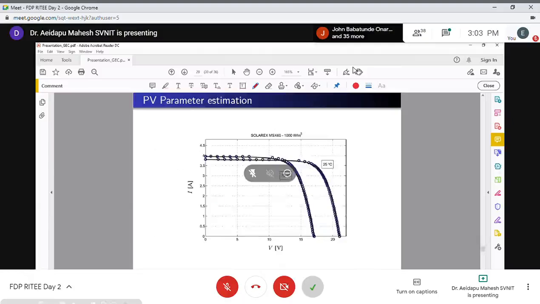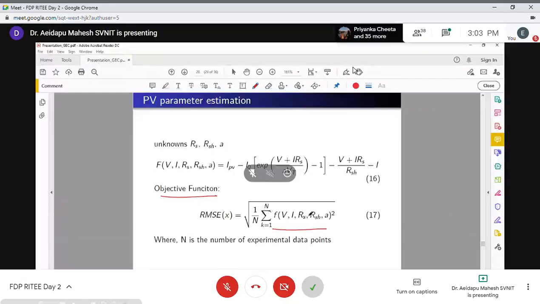So if you take a VI curve like this for a PV panel, you have to perform experiments and find out the IV points over the entire duration. For each IV point, you have to apply your optimization algorithm, and for a particular value of A, RS, and RSH, you have to find out the error. What is the error corresponding to the experimental result you are getting? The sum of all those errors can be called the root mean square error for the entire optimization, where n is the number of experimental data points.